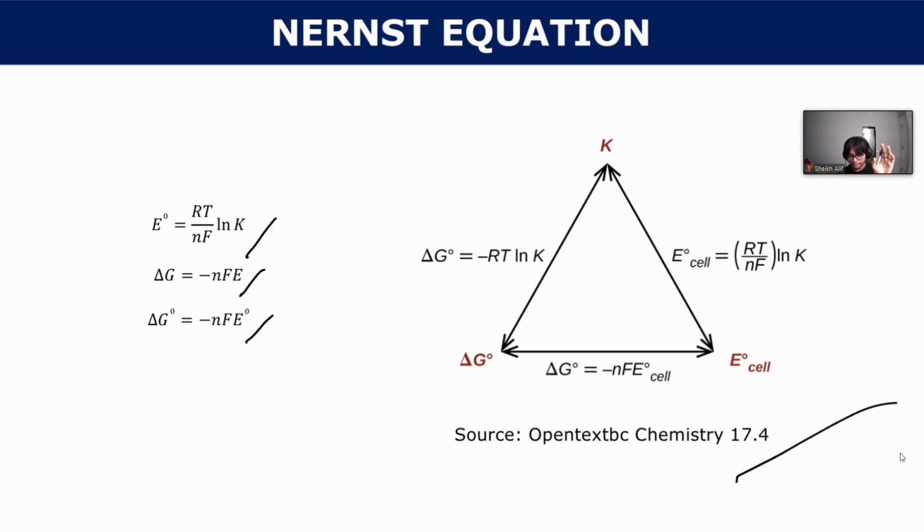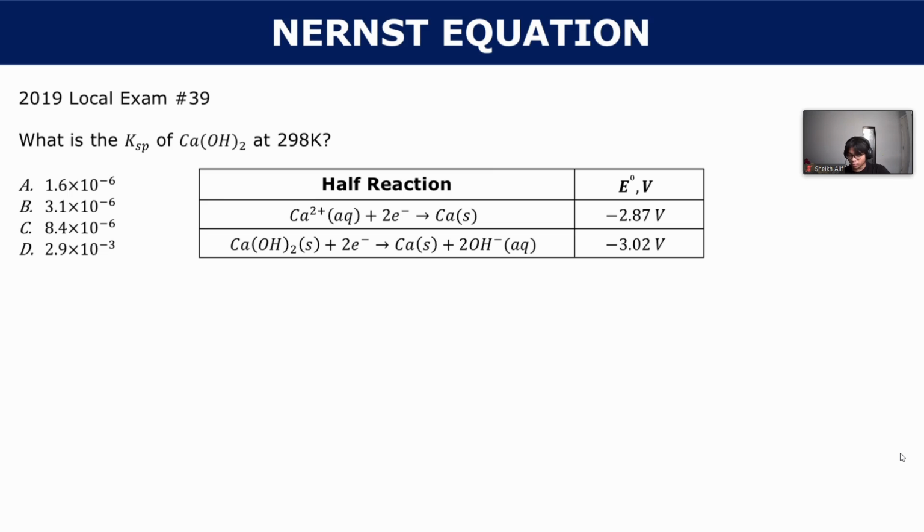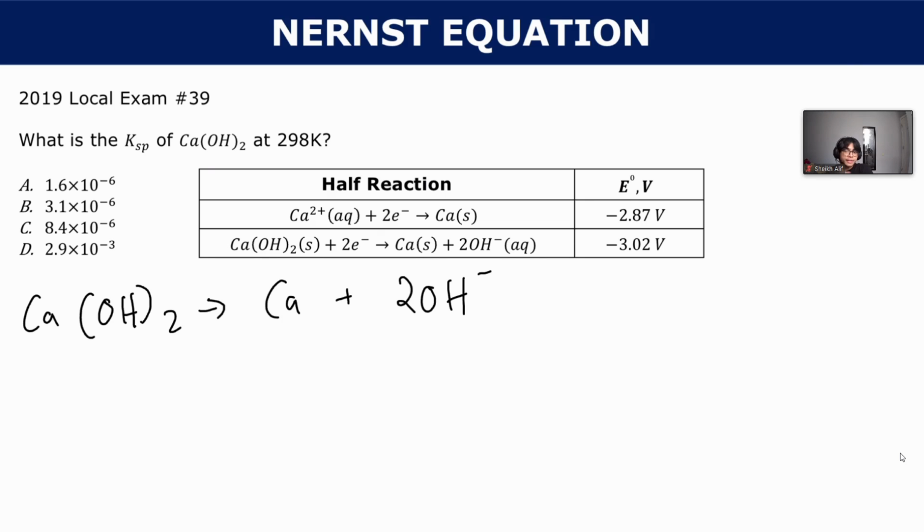Okay, so let's do a practice problem. What is the KSP of CaOH2 at 298 Kelvin? Now, for the KSP of CaOH2, remember K is just the dissociation constant. The equation that we really want here is CaOH2 dissociating into Ca2+ and 2OH minus ions. And the only combination of half reactions that work here, of these two half reactions that were given here, is if this one right here was the anode and this one right here was the cathode.